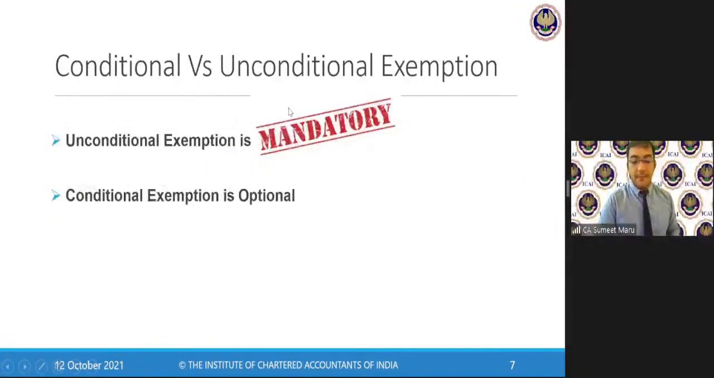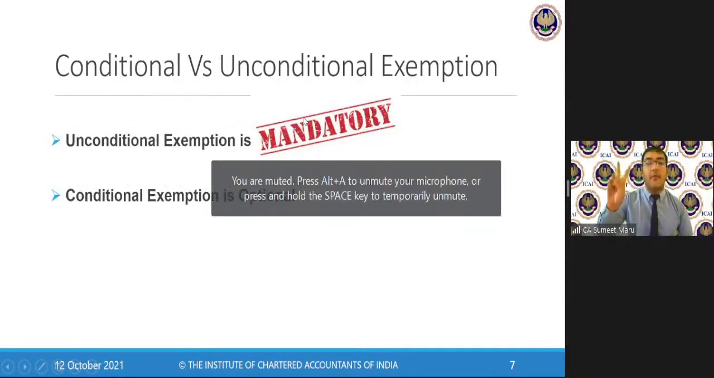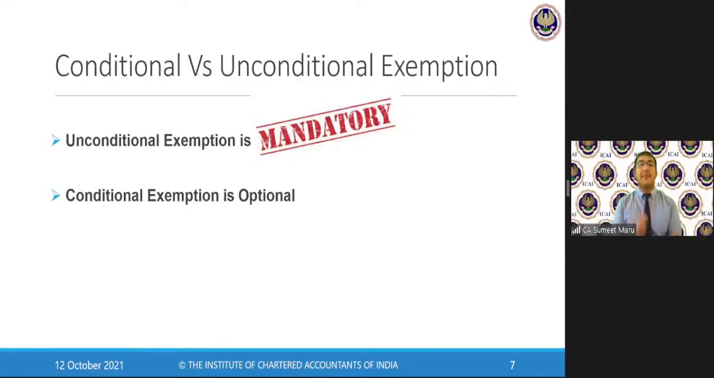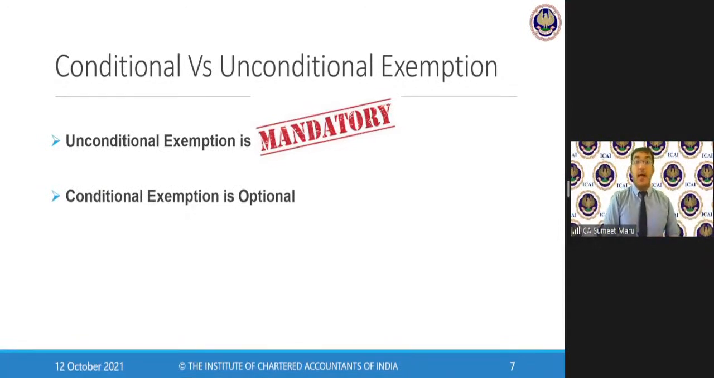Now the exemption can be of two types. It can be either conditional or unconditional. Conditional, that means there are certain conditions. If you qualify those conditions, then and only then is the exemption applicable for you. And unconditional exemption, as I have written here, I have given the stamp of mandatory. Unconditional exemptions are mandatory. Means even if I desire to charge tax, I can't charge the tax on certain supplies of goods or services which are exempted unconditionally.